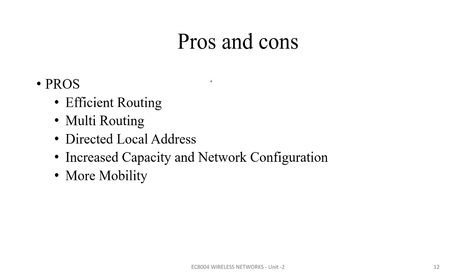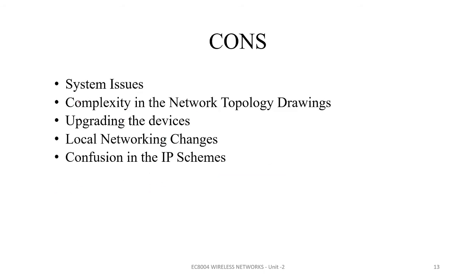So what are the pros and cons of my version 6? Pros: effective routing. My routing is going to be effective because I'm telling from where to go where. Multiple routing is also possible. Then direct local address is present. Increased capability and network configuration are also there. More mobility is also there. If you look at the cons: system issues, complexity in network topology drawing, upgrading the device, local networking challenges, confusion in the IP schemes.